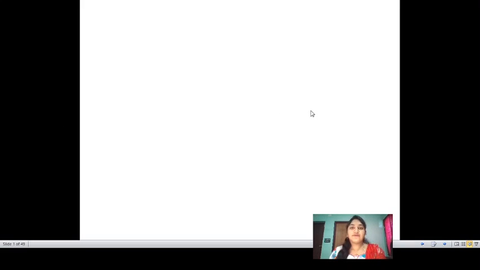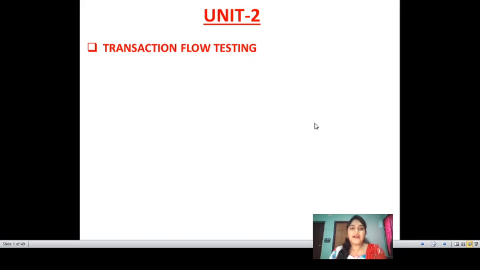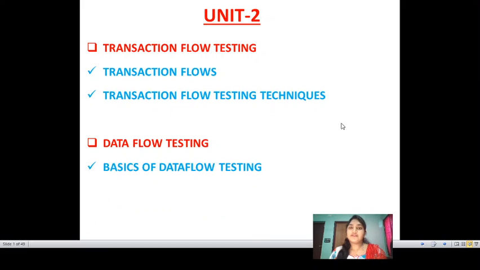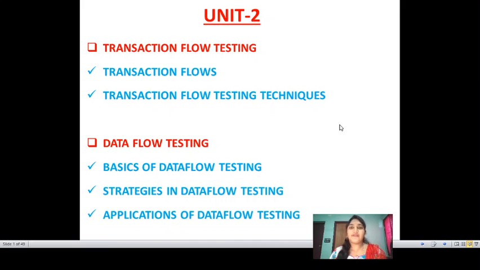Today we are going to discuss Unit 2. Unit 2 has two parts. One is transaction flow testing, covering transaction flows and transaction flow testing techniques, and the second part is data flow testing: basics of data flow testing, strategies in data flow testing, and applications of data flow testing.